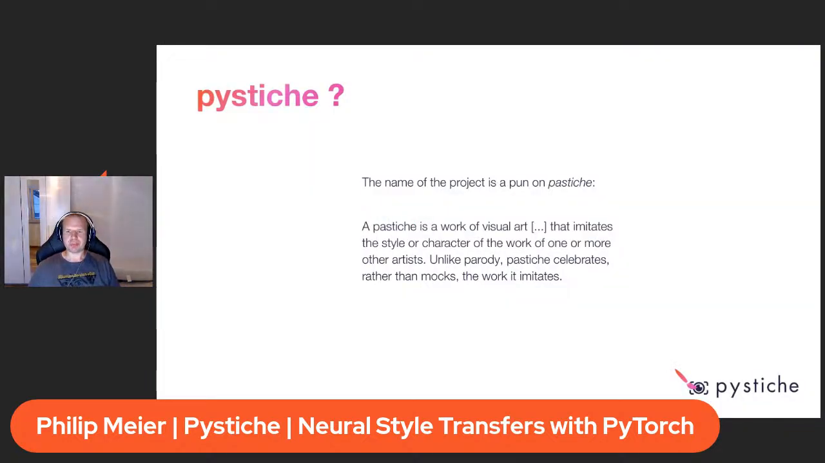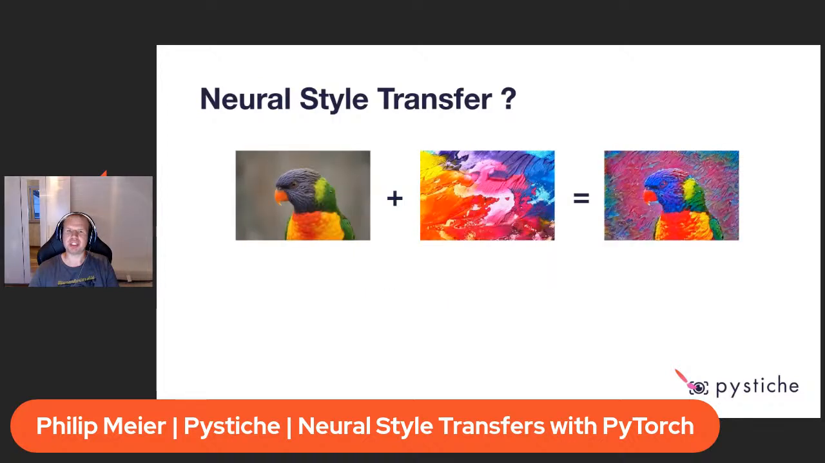Okay, so what is Pystiche? Pystiche is basically a library completely built upon PyTorch, and it's fully compatible. And the name itself is basically a pun on the word pastiche. And I'm just going to read the wiki definition. Pastiche is a work of visual art that imitates the style or character of the work of one or more other artists. Unlike parody, pastiche celebrates rather than mocks the work. And this really captures what pastiche or neural style transfer is really about.